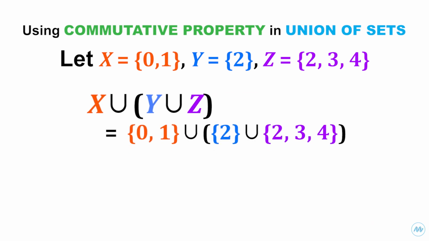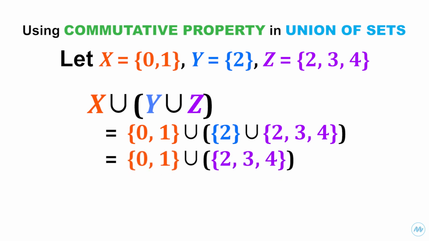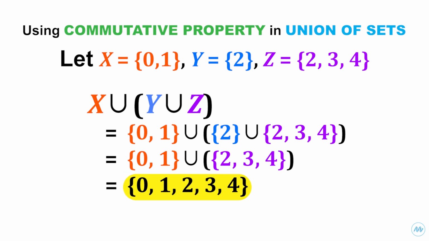Simply substitute the given sets to the given expression. First, we take the union of sets Y and Z. Then, we take the union of X and the result of the union of Y and Z. Thus, X union (Y union Z) is the set whose elements are 0, 1, 2, 3, and 4.